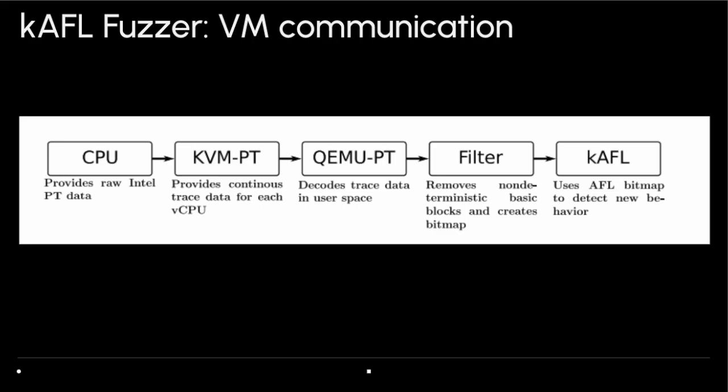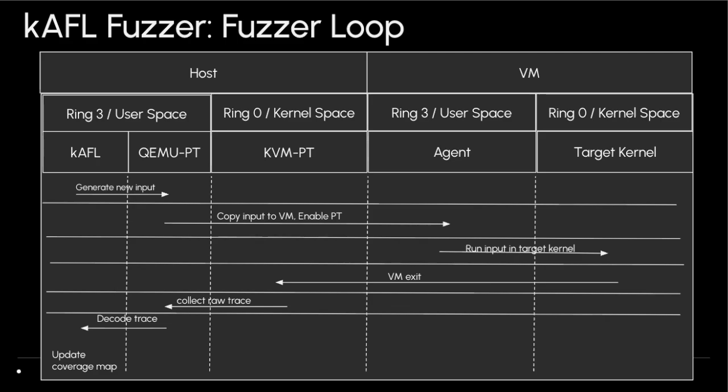Finally, kAFL uses the standard AFL coverage bitmap to detect new behavior. Each component in this chain does exactly one job, and this clean separation is what makes kAFL fast and reliable. Put this all together in the complete fuzzing loop.